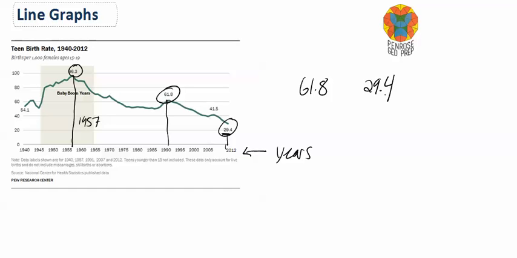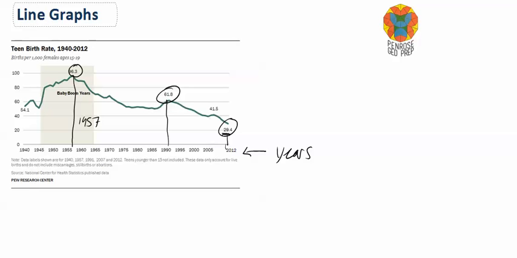And now we want to look at the decline in birth rate. So we want to subtract these two numbers. So if we subtract 61.8 minus 29.4, we get 32.4. So the birth rate declined by 32.4 births per 1,000 females aged 15 to 19 from the years 1991 to 2012.